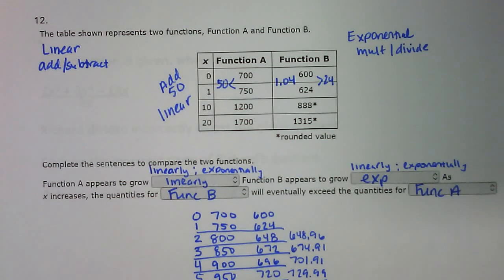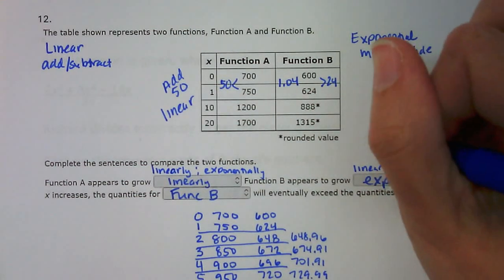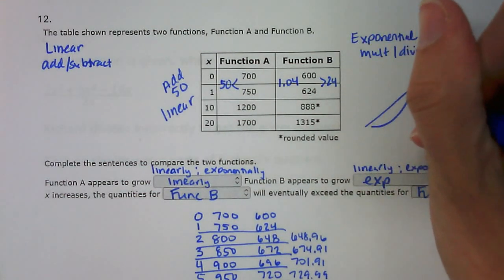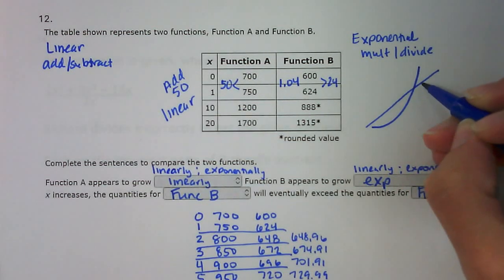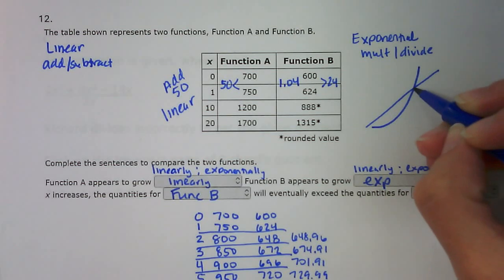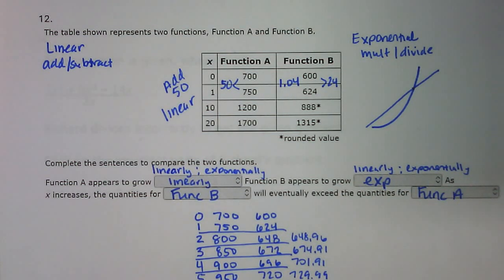Okay, so which one will eventually be bigger? It's function B. And that's going to be for any exponential function when you're comparing it to linear, because exponential functions increase at a faster rate. So linear might be higher for a while, like all of these values, linear is higher. But linear is going to end up right here, starting to be less than the exponential function. So eventually as time goes on, the exponentials will exceed the values for linears.